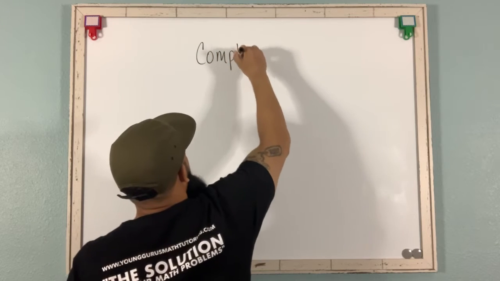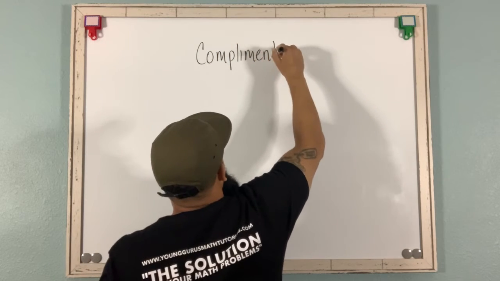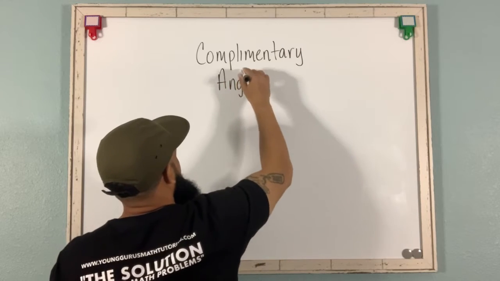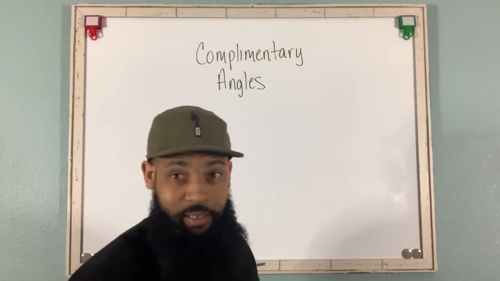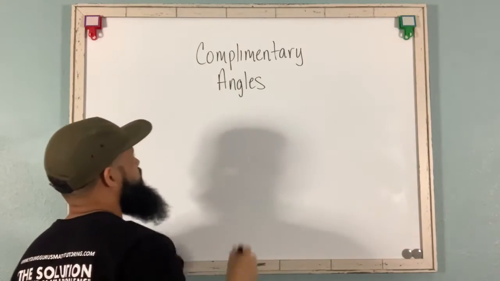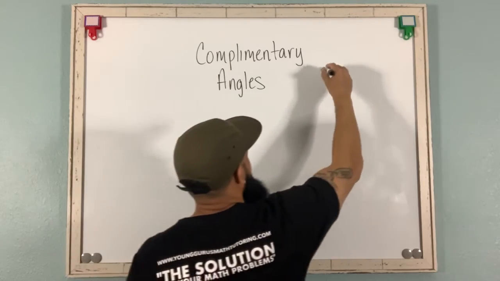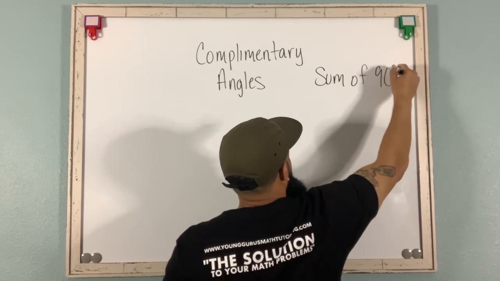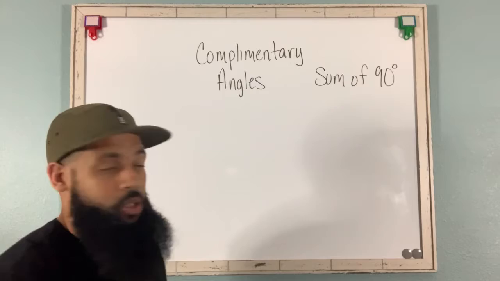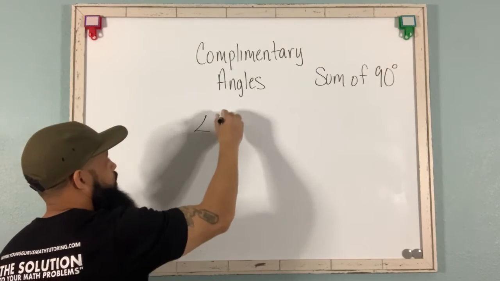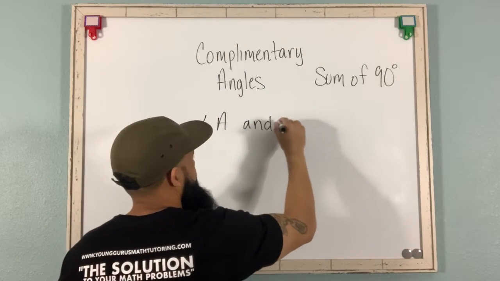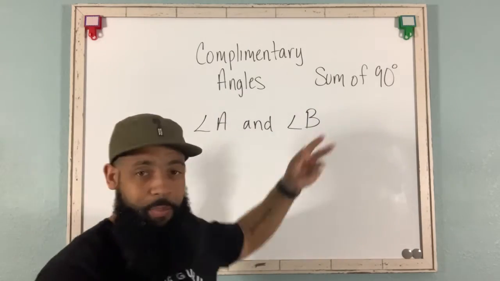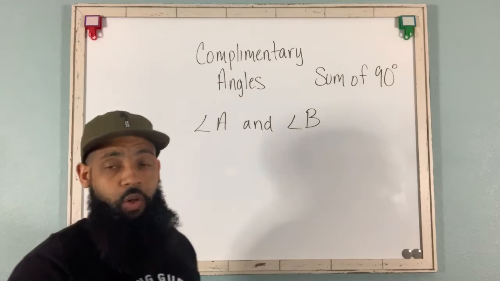So let's see, complementary angles, right? And I have to sound it out like that because I be spelling words wrong, right? So complementary angles are angles that have a sum of 90 degrees. So notice if you have two angles, angle A and angle B, that are complementary, we might say that angle A is the complement of angle B. All right, so complementary angles.